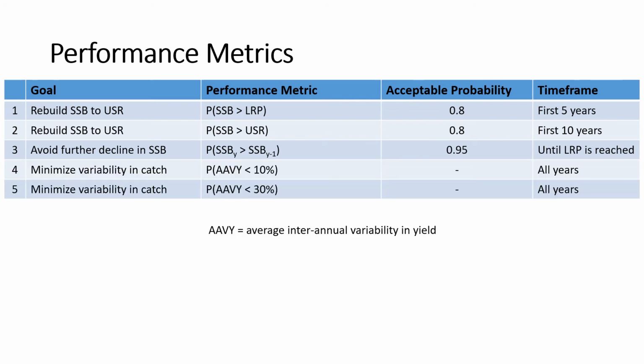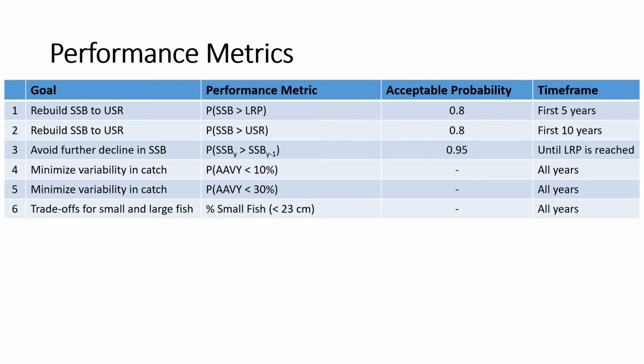The next management objective relates to the desire to minimize interannual variability in the catch. 2 performance metrics are calculated for this objective: the probability that the average annual variability in yield, AAVY, is less than 10% and less than 30%. These metrics are calculated over all years and no minimum acceptable probability has been defined.